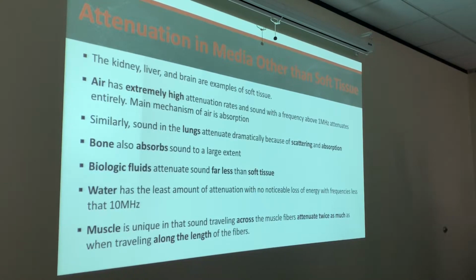So, attenuation coefficient in media other than soft tissue, you guys kind of already know this. The brain, the kidney, the liver are examples of soft tissue. Air has an extremely high attenuation rate because it's going to undergo a lot of scatter and absorption. A frequency above 1 megahertz is going to attenuate entirely, which is why you can't see lung tissue, because in diagnostic ultrasound we don't deal with transducers that are 1 megahertz or below. But if we did, we may be able to see some lung tissue.